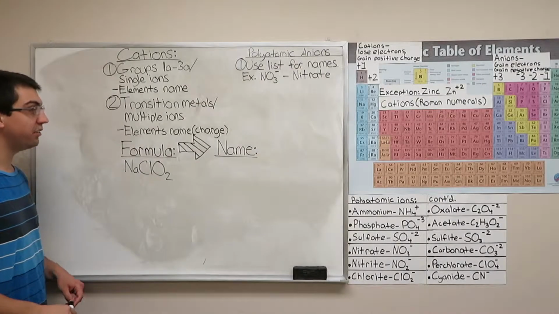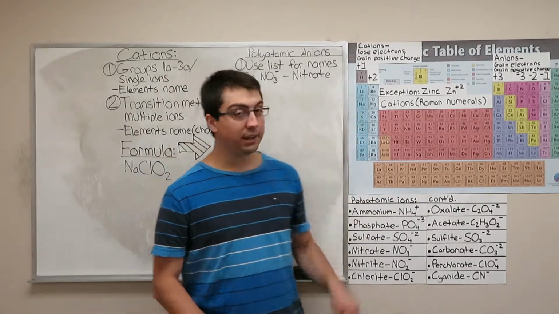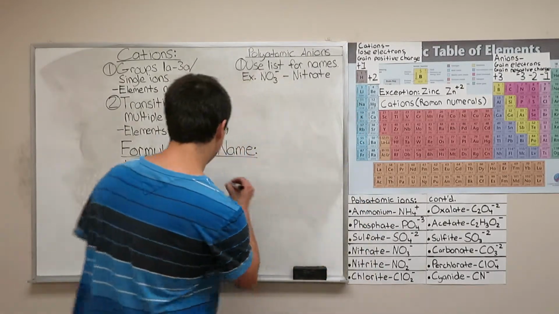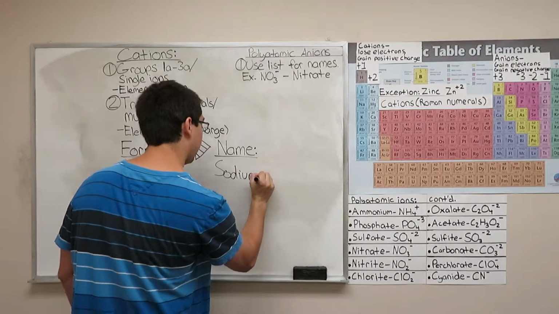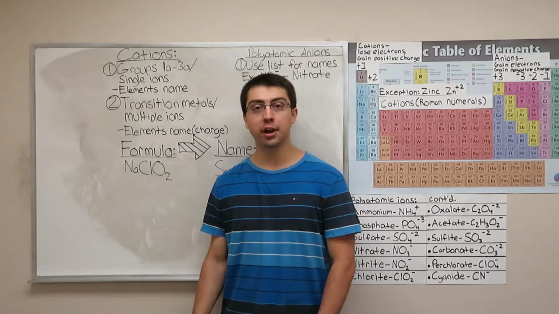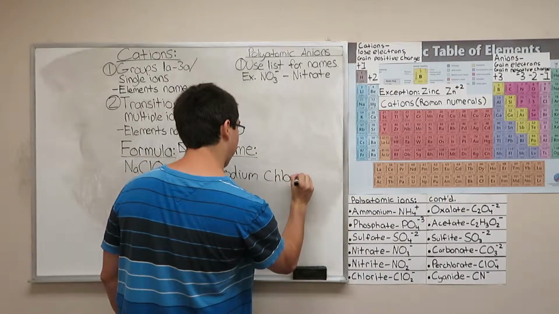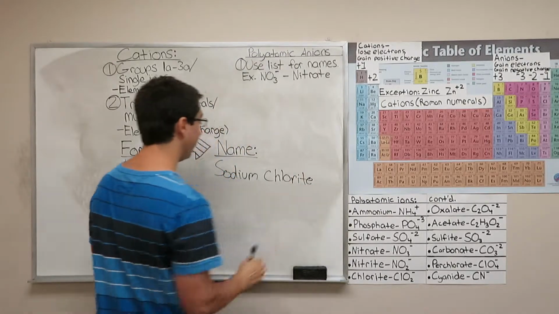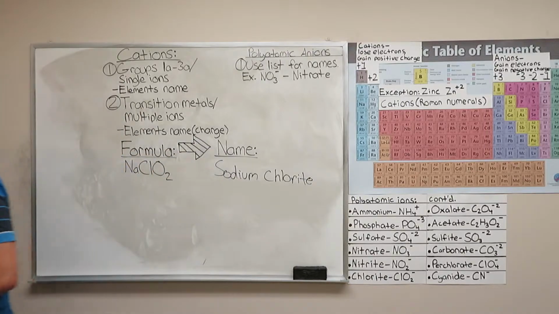Our formula is NaClO2. First we need to write down each of their names. We have Na, and that's sodium. We have ClO2. ClO2 is chlorite. And the name for NaClO2 is sodium chlorite.